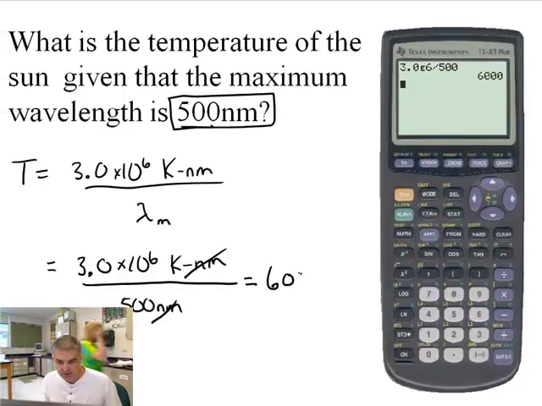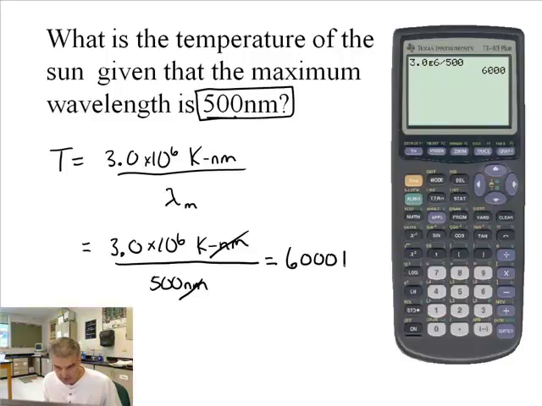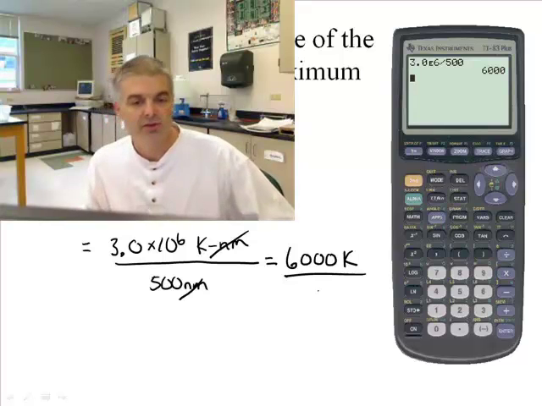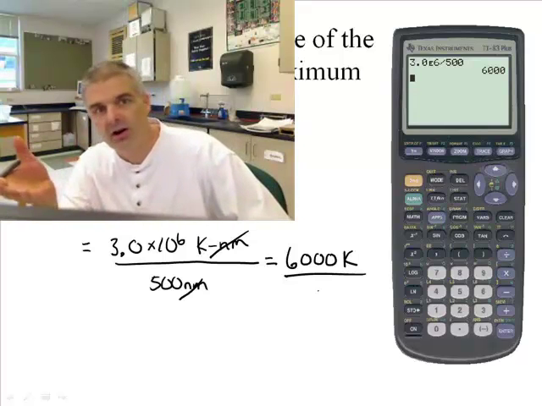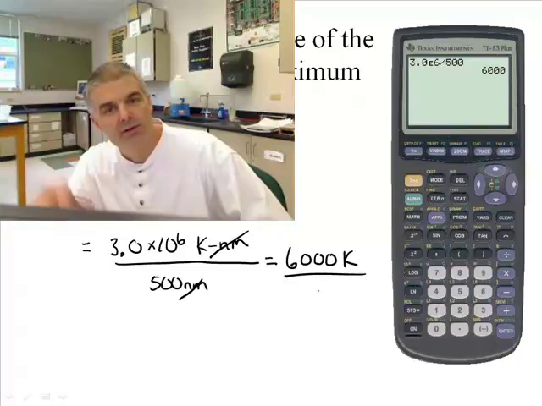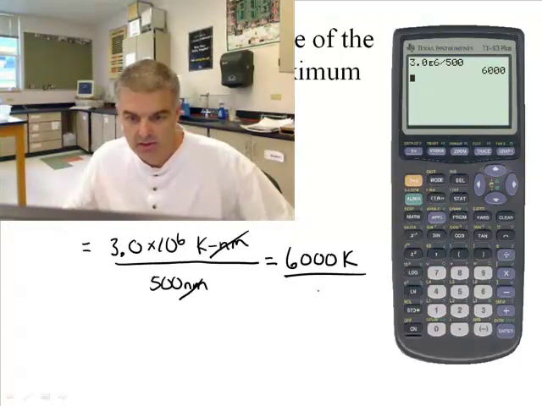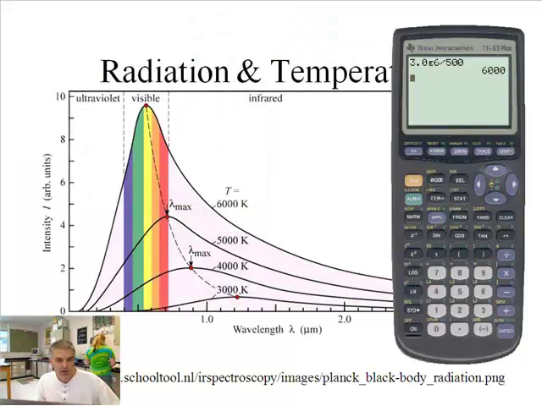And what do I get? I get 6,000. 6,000 Kelvin. So guess what the temperature on the surface of the sun is? That's right, it's 6,000 Kelvin. So if you were to analyze any star, you could figure out what the temperature of that star is. You just have to find that maximum wavelength. You'd have to draw the chart like we have here for this one.